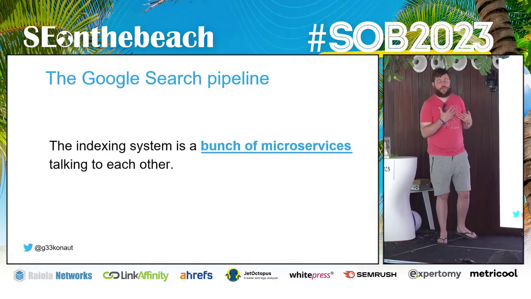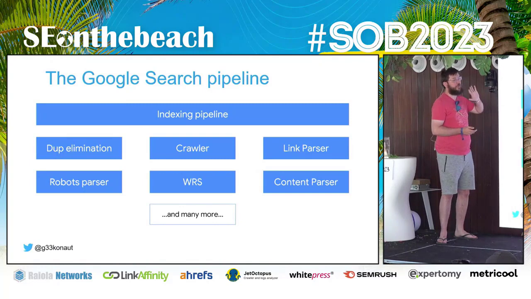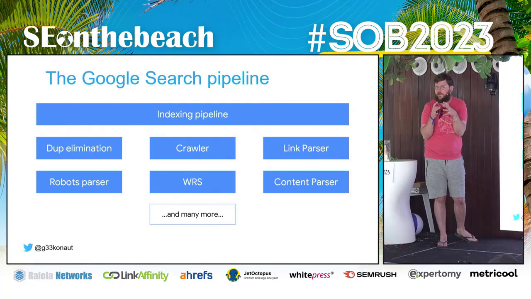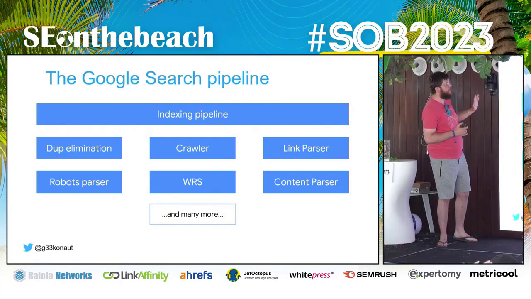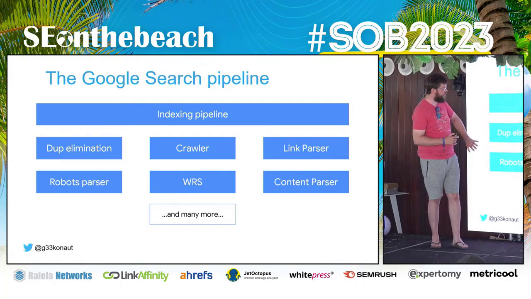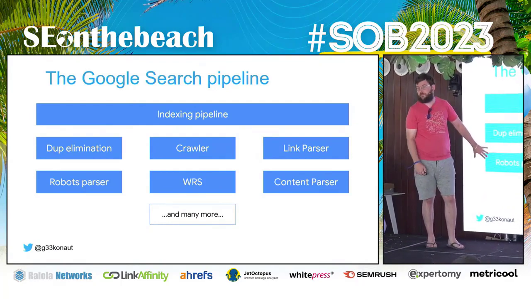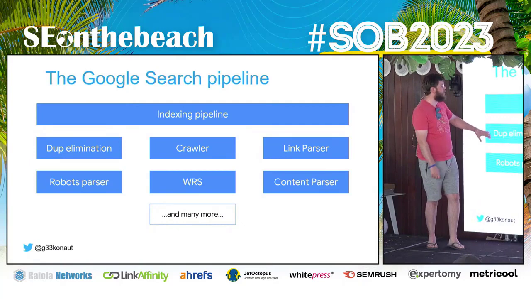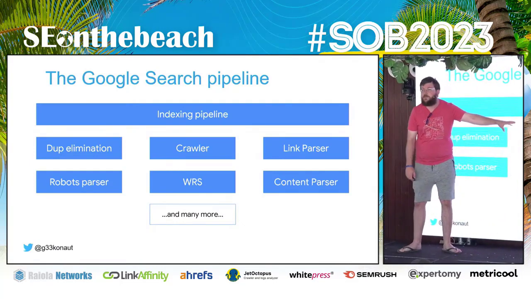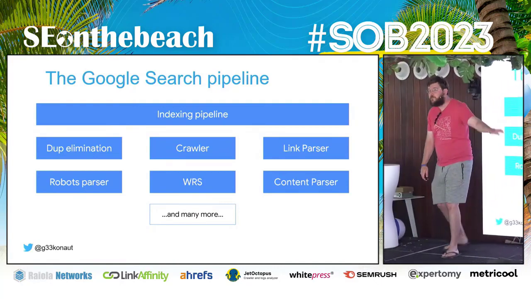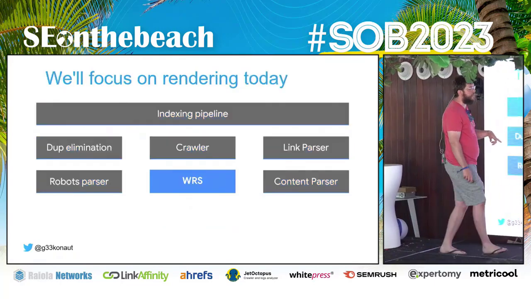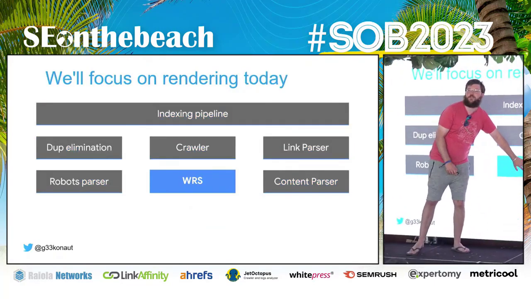That's our job. That's what we need to take care of, and there are lots of them, and this is only a small subset of what we have. But fundamentally the entire indexing pipeline is made out of these microservices. For instance, the robots parser that figures out if we can even crawl. The crawler actually needs to do stuff. The duplicate elimination needs to do stuff. The links need to be parsed out. The content needs to be parsed out. We need to understand if this is a language version of the same content that we already have. Yada, yada, yada. And one of these many, many services is the web rendering service.